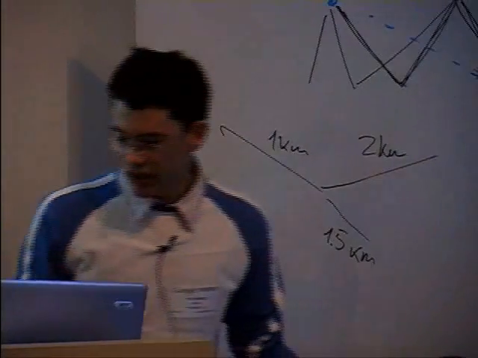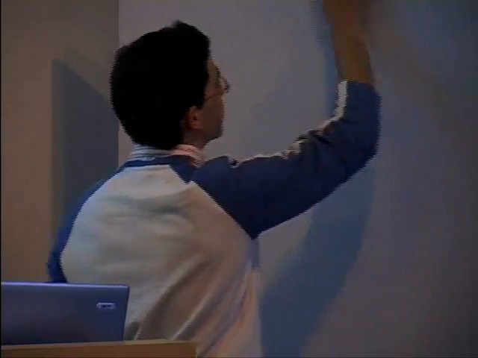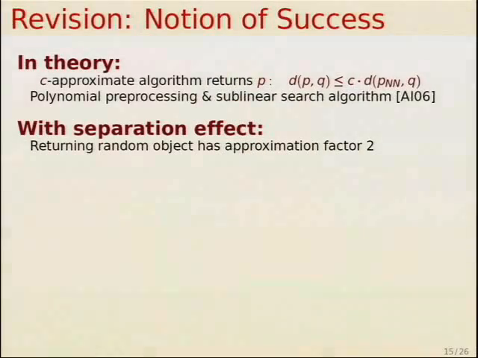But with this separation effect, again, it is very meaningless to measure that, because what we have in the separation effect is that we can just pick a random object. It has distance, say, 1, even worst case 1, but the best has 1/2. So the random object has approximation factor 2 to the best optimal solution. But it has a factor 2, and it has no relation to what we are searching for.